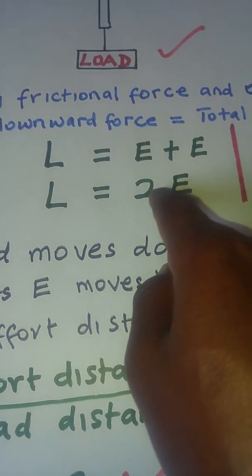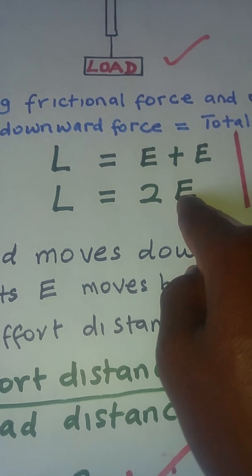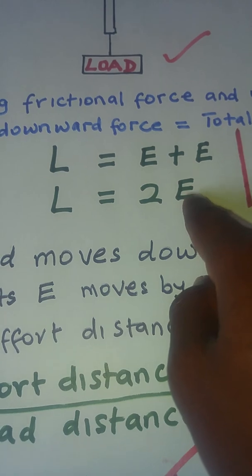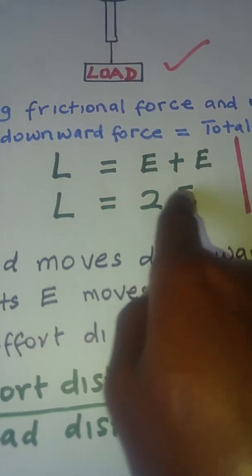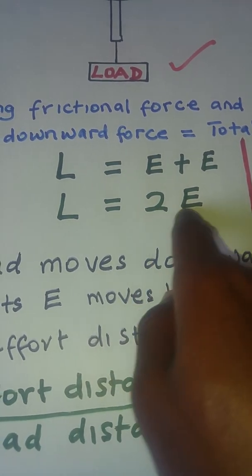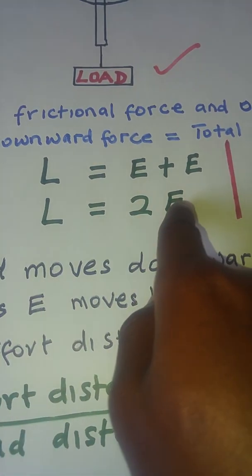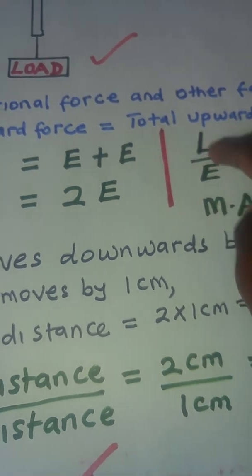If this was 2 plus E, it means, as I told you, that the opposite of addition is subtraction. So when you take this E to this side, it would be a minus. But this is 2E, meaning 2 times E. Now, since it is a multiplication, when it crosses this side, it becomes a division. So E will come this way and it becomes L divided by E.